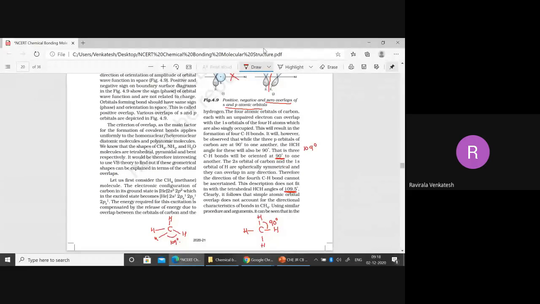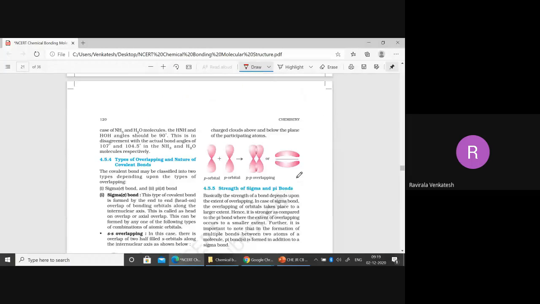Now, this is not explained by the previous theories, isn't it? Whatever we have discussed does not fit with the tetrahedral structure. Even in ammonia also, NH, NH, NH, what is the bond angle here? 90 degrees. But the actual structure is like this, and the bond angle will be 107 degrees. Why does ammonia have 107 degrees? Why is it not 90 degrees?